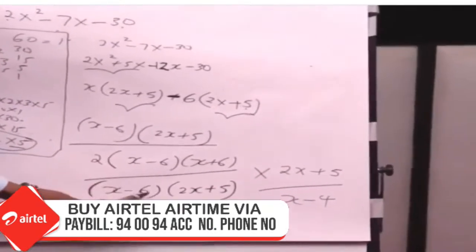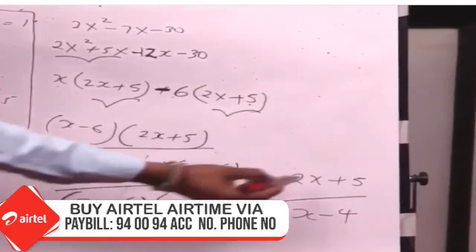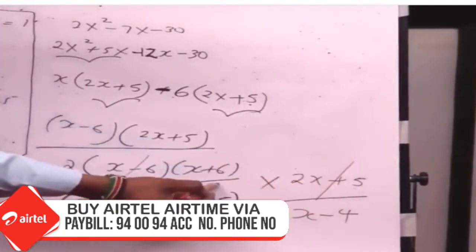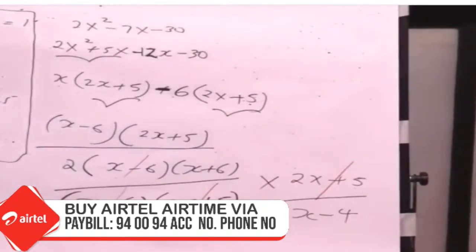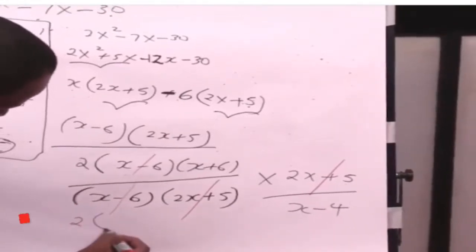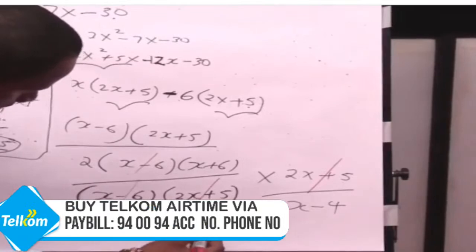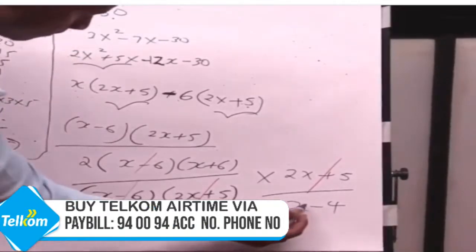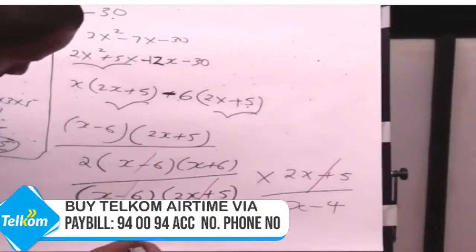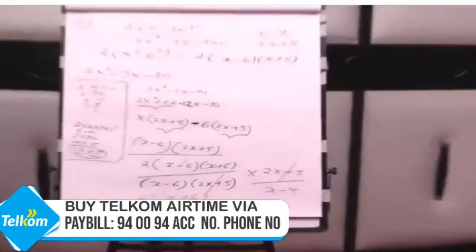You can see x minus 6 and x minus 6, so this cancels that. Then we have 2x plus 5 and 2x plus 5. So what do we remain with? We remain with 2 into x plus 6 over x minus 4. That's our answer.